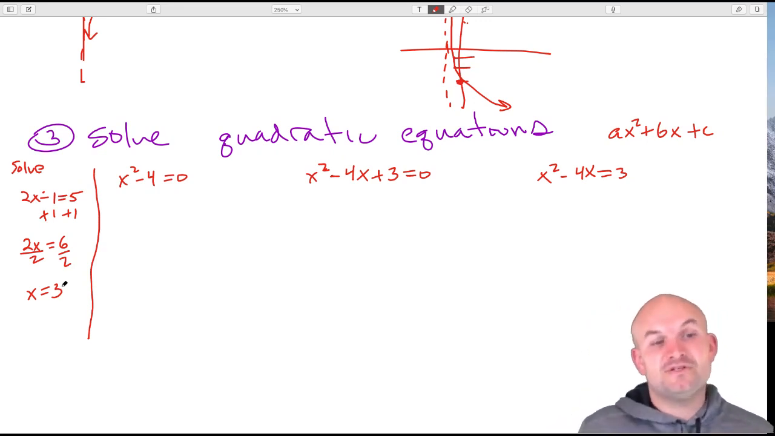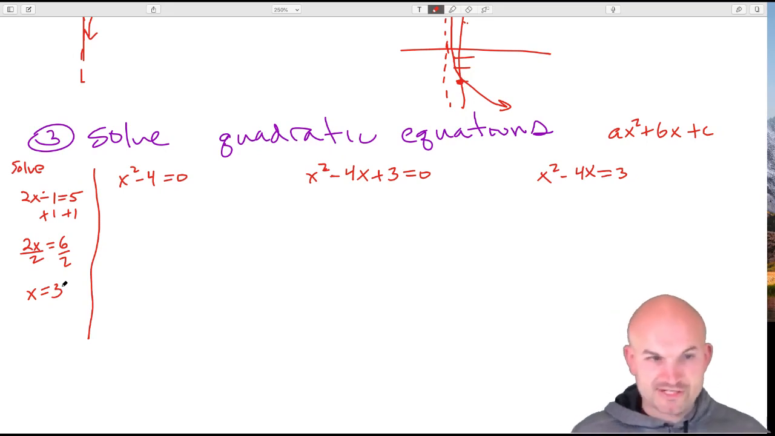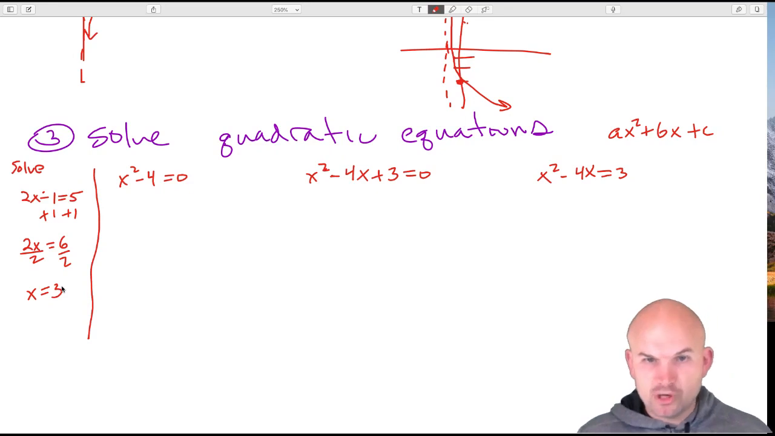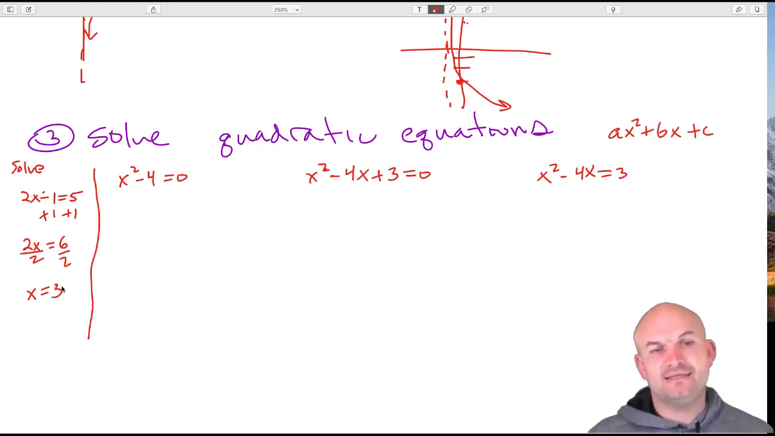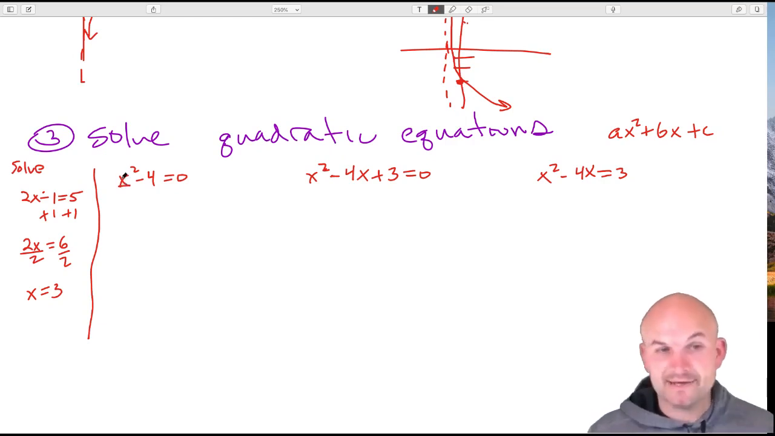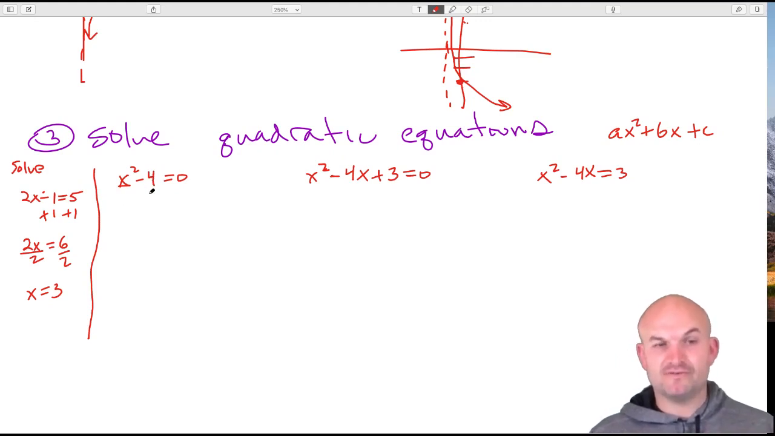So the problem is a lot of students always want to solve quadratic equations just like they solve linear. Well, sometimes that works, but the majority of the time it does not work. And let me explain. You could solve this using inverse operations. This is x squared minus 4 equals 0. The reason why you can solve this like a linear equation by using your inverse operations is because there's only one variable. Now, that variable is raised to the second power, which tells us it's a quadratic. But since there's only one of them, you can just isolate the variable using inverse operations.